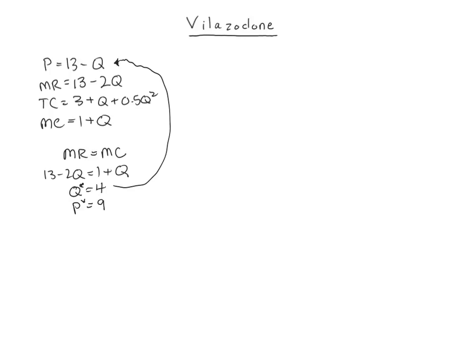So we're going to sell 4 units of this drug, and we're going to sell it at a price of $9 per drug. What is the firm's profit? For that, we're going to have to calculate the total cost and the revenue and subtract them. Or we could do price minus ATC and then multiply by Q. There's a lot of ways to get profit.